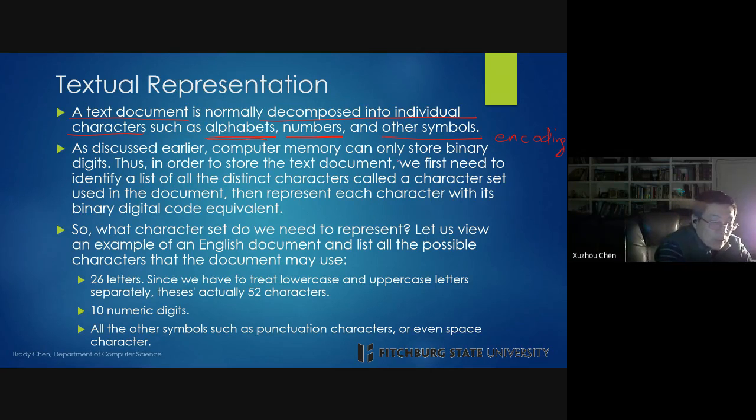The computer memory only stores binary digits. So in order to store the text document, we first need to identify a list of all distinct characters, which we call the character set, used in the document. And then represent each of the characters with a binary digital code equivalent.